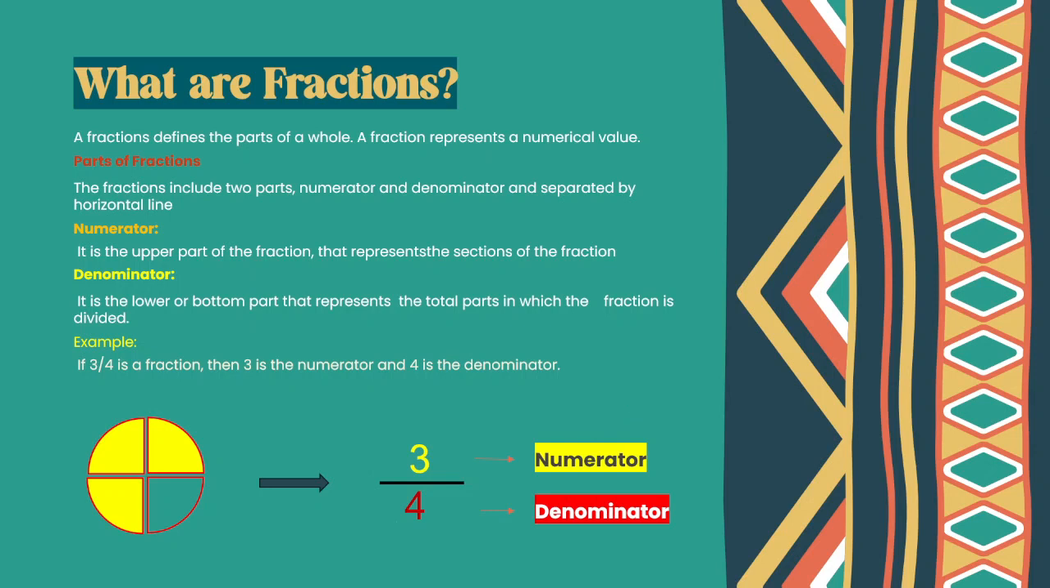In fraction form, there are two numbers. These two numbers are separated by a horizontal line. Above the horizontal line is called the numerator. Below the horizontal line is the denominator.